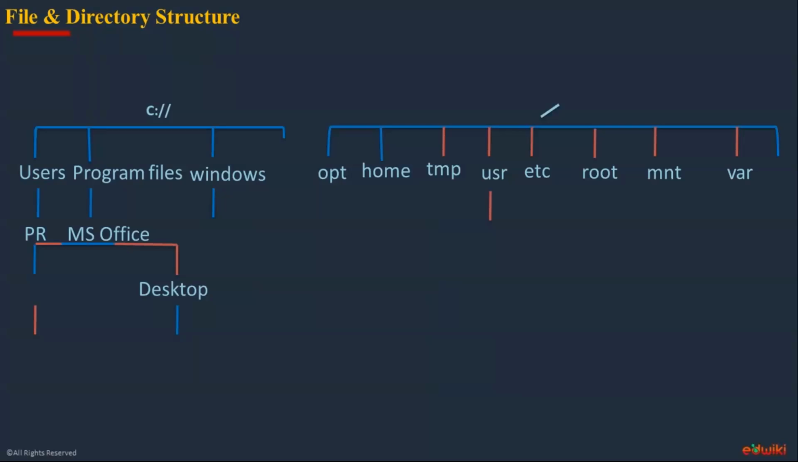understand that OPT is a folder name, HOME is a folder name, TMP is a folder name, like that the folders are there. Each folder is dedicated to certain content. Each folder will have subfolders again. You see this. Every folder will have its own subfolders, guys.